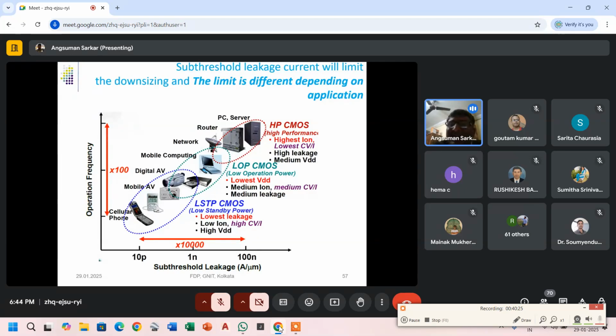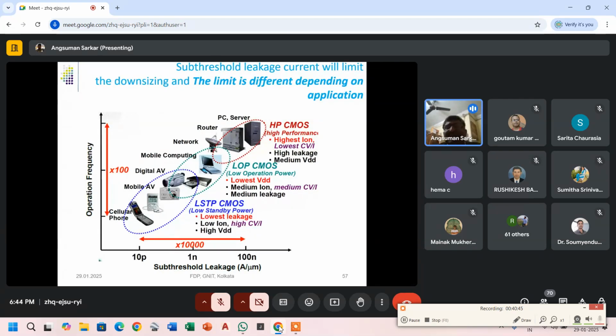So in HP CMOS, the ion is highest. But in this case, the on-state current, ion, is lowest. So it will be lowest CV by I in case of HP CMOS, and in contrast, in LSTP CMOS, it is high CV by I. So this is LSTP CMOS and HP CMOS.